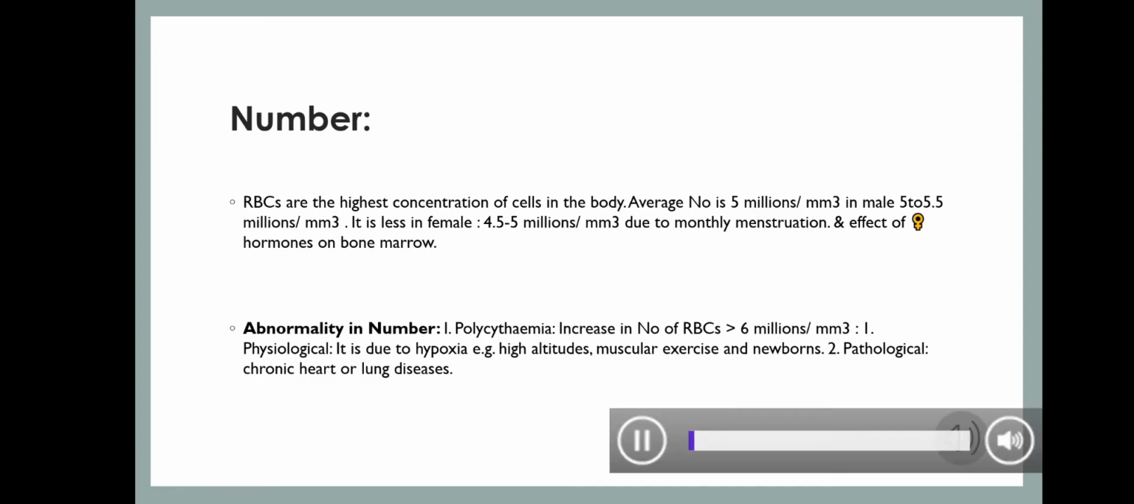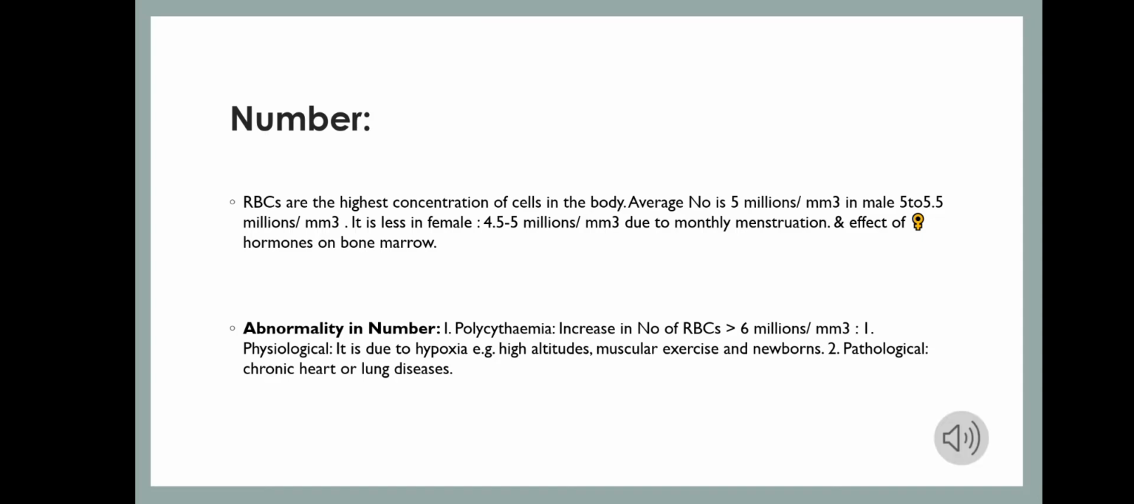The number of RBCs. The RBCs are the highest concentration in the body. The average number is 5 million. It's different between males and females. In males, the number is 5 to 5.5 million. It is less in females, which is 4.5 to 5 million, due to the menstruation and the effect of female hormone on the bone marrow.